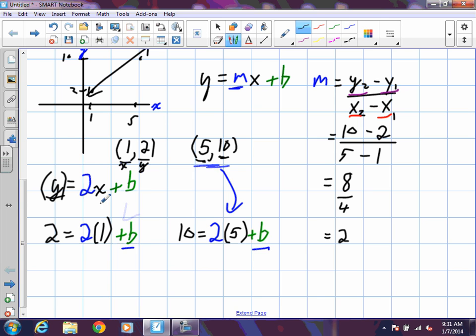What's 2 times 1? Yeah. So we get 2 plus b. And in the other case, what's 2 times 5? 10. How do we isolate for b?